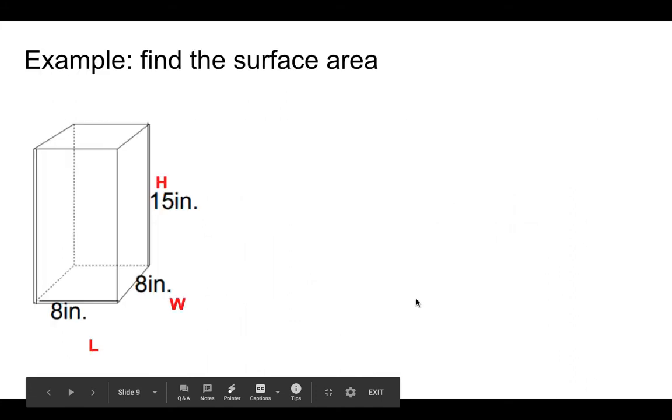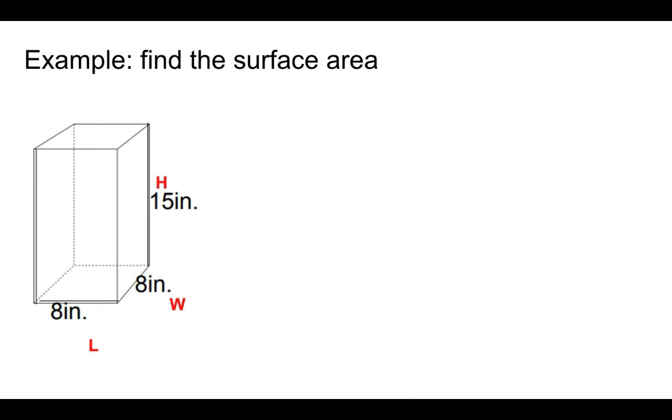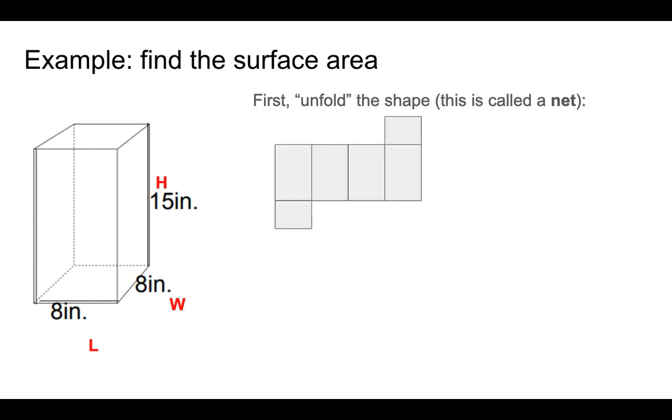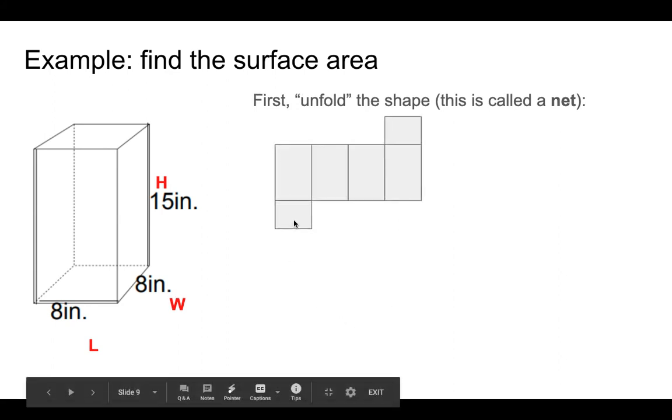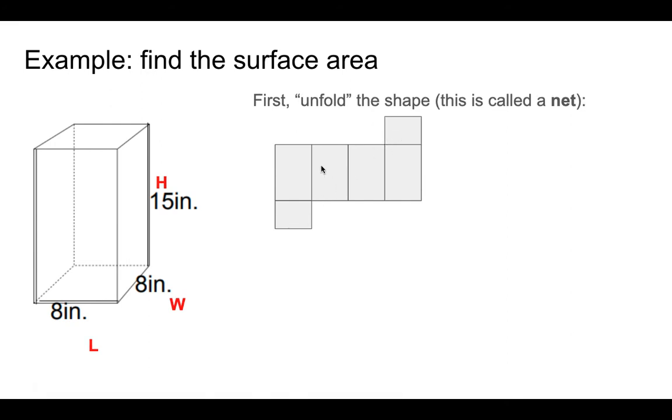So let's do that with the example we did already. The first thing we're going to do is unfold the shape, and this is called a net. And yeah, you can put these 2 bases anywhere you want, as long as it makes sense when you fold this back up. So I have 1, 2, 3, 4 sides, which makes sense because I have the front, the back, this side, and then the left side. So it makes sense that I have 4 of those, and then I have my 2 bases.